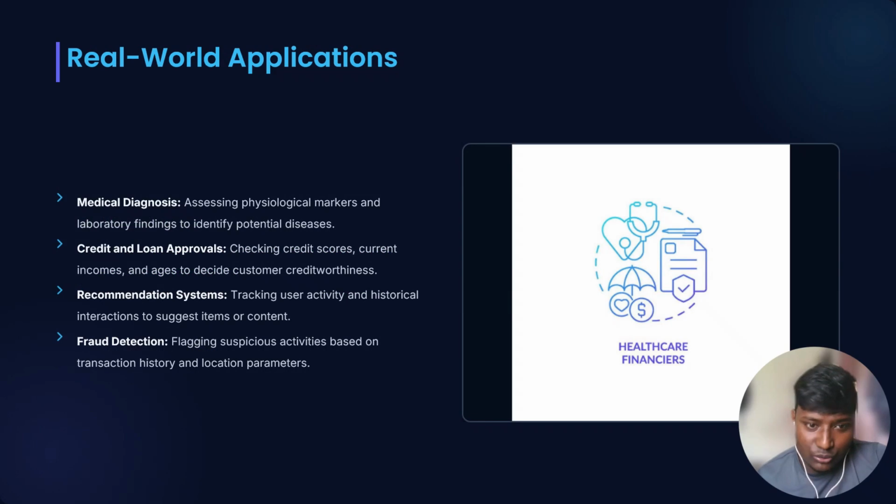Some real life applications of this algorithm: medical diagnosis, assessing physical markers and laboratory findings to identify potential diseases; credit and loan approvals, deciding whether to give a loan or not; recommendation systems, used on websites like Netflix and YouTube, where after watching a video, it suggests what kind of video you may want to see next; and fraud detection, flagging suspicious activity based on transaction history to detect whether it's fraud or not.